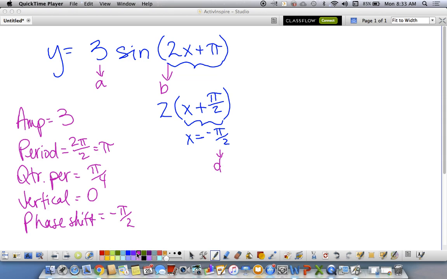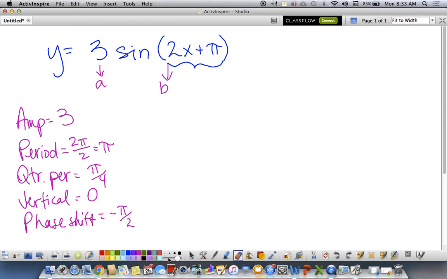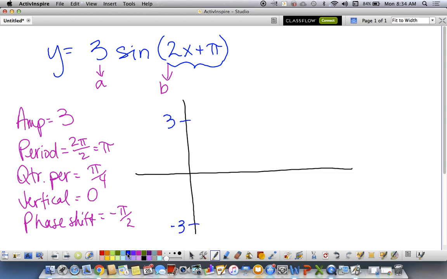I need to scroll, but I don't want to. So I'm going to erase a little bit of my extra stuff. We've written it on the side. So our y-axis, what are we going up to? What are we going down to? Up to 3, down to negative 3.